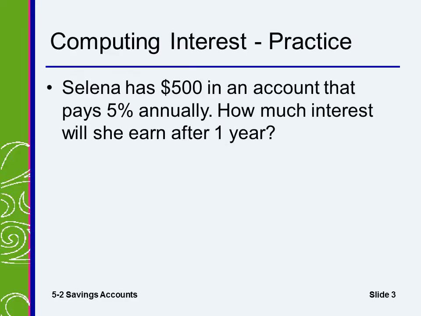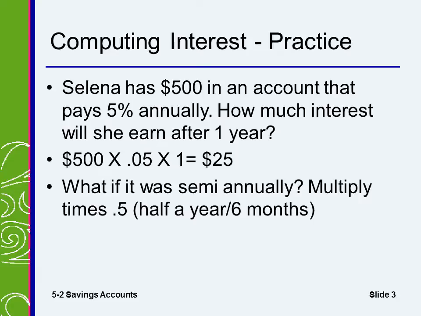Here's an example that you could practice on your own. Selena has $500 in an account that pays 5% annually. How much interest will she earn after 1 year? Go ahead and try and fill it in. So pause this and try and put it in the formula. You should have $500 times 0.05 for the percent interest times 1 full year, giving you $25.